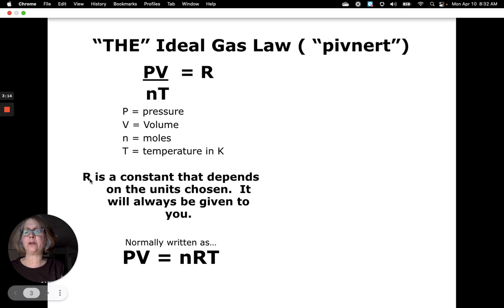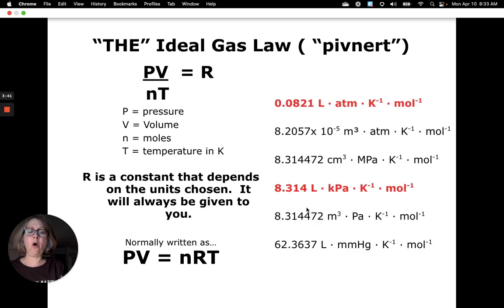And R is called the gas law constant. It's a constant that will depend on the units chosen, but it will always be given to you. So you're always going to get this constant number based on the units that are plugged in. Now, it's normally written as PV equals nRT, and hence the nonsense word Pivnert. Again, let me show you what this gas law constant looks like. So here are all the different values of R, and you will not have to memorize any of them. You will be given them, particularly the ones in red, because they're the most common.